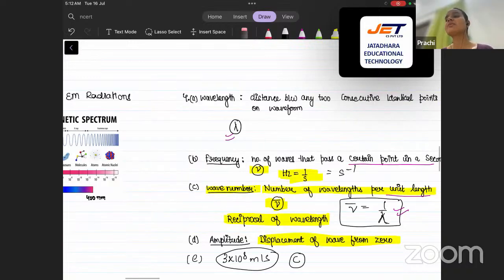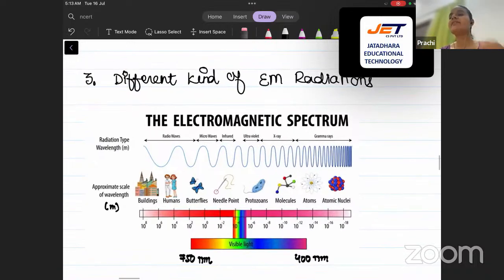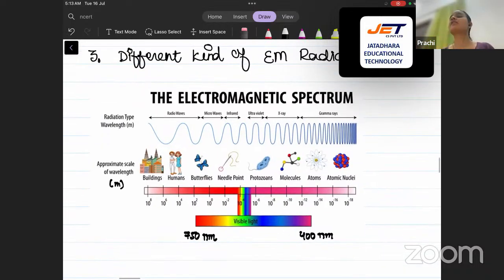Now we have to see what are the different kinds of electromagnetic radiations that are around us, right? Whatever light is coming to us from the sun, there is a very small part of it that we can see with the naked eyes, and the rest of it we can't perceive. A human eye can't perceive those radiations. So the light that is coming from the sun has many more radiations apart from the visible part which we can see.